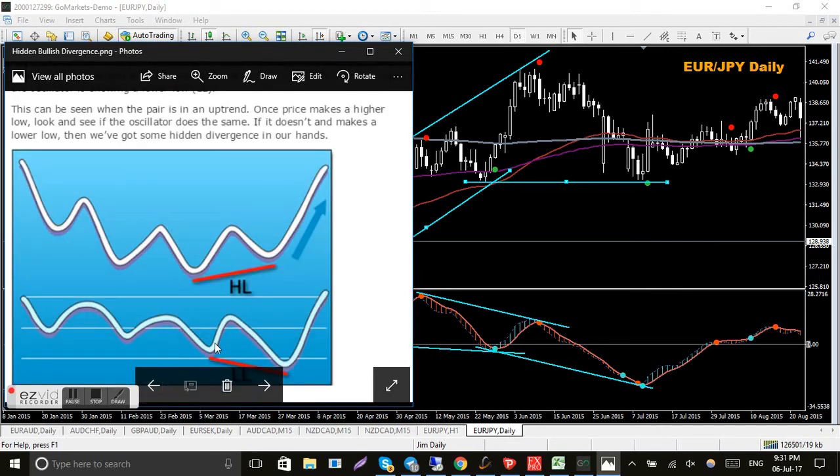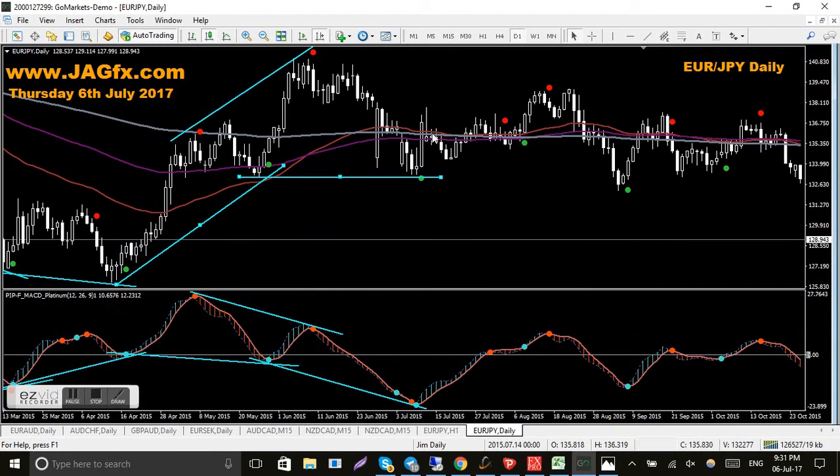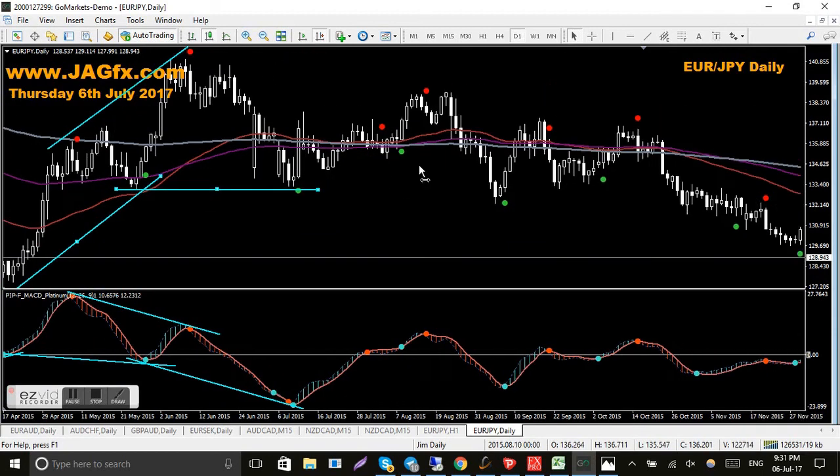Let's have a look, and that's not it. That would be it. So we've got a lower low on the MACD Platinum and a higher high or double bottom. It's hidden bullish divergence, that's going up. Not a very good trade. MAs are super flat, and here we go, it goes up.